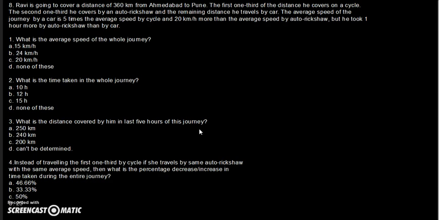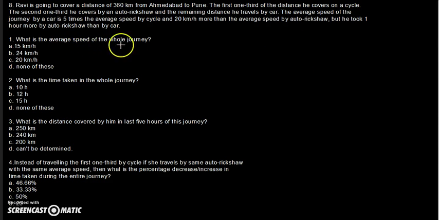The average speed of the journey by a car is 5 times the average speed by cycle and 20 km per hour more than the average speed by auto rickshaw. But he took 1 hour more by auto rickshaw than by car. And there are 4 following questions. First one, what is the average speed of the whole journey? Second one, what is the time taken in the whole journey? Third, what is the distance covered by him in the last 5 hours of his journey? And a fourth one. So let us try to attempt one question at a time.